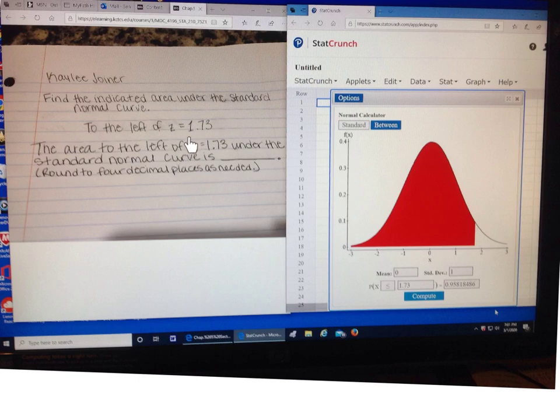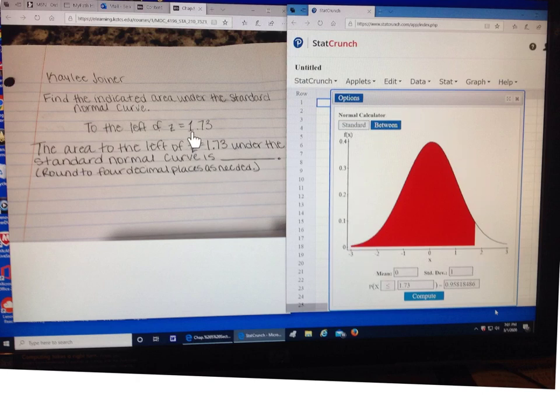Well, there are several ways you can do this: by hand with a table, with StatCrunch, or with the calculator. I just chose StatCrunch. It's a very nice visual way of doing it. So, how do you access that? You click on the Stat button, Calculator, and select a normal calculator, and then this window pops up.